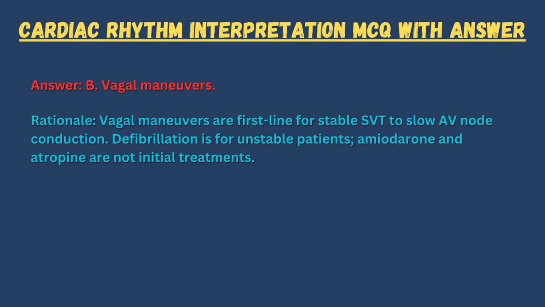Answer: B. Vagal maneuvers. Rationale: vagal maneuvers are first line for stable SVT to slow AV node conduction. Defibrillation is for unstable patients. Amiodarone and atropine are not initial treatments.